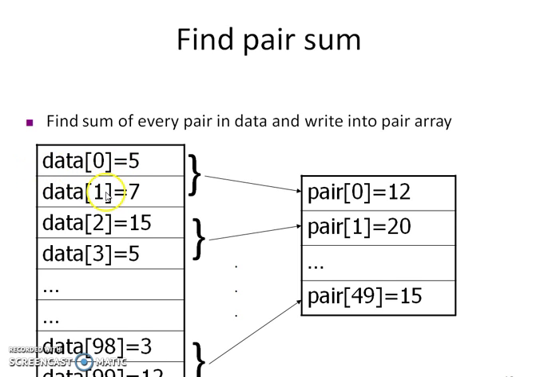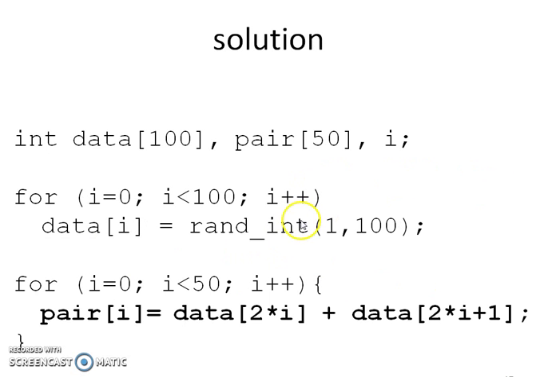I want to add up the pair numbers, 5 plus 7 or 15 plus 5, and so on. That is, at the last, 98, 99, we have 3 plus 12, which is equal to 15. So I want to store it in another array. That procedure you can take as an example, or it has been discussed in this slide.